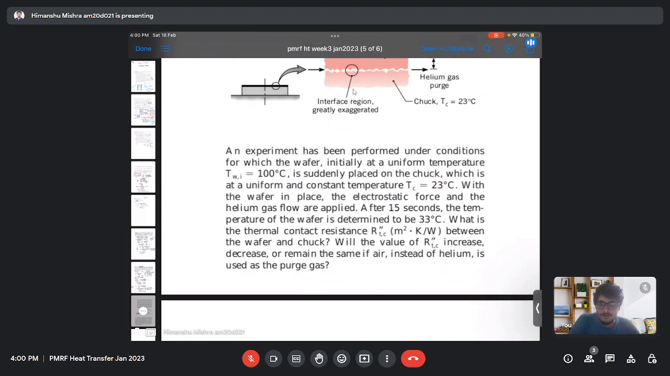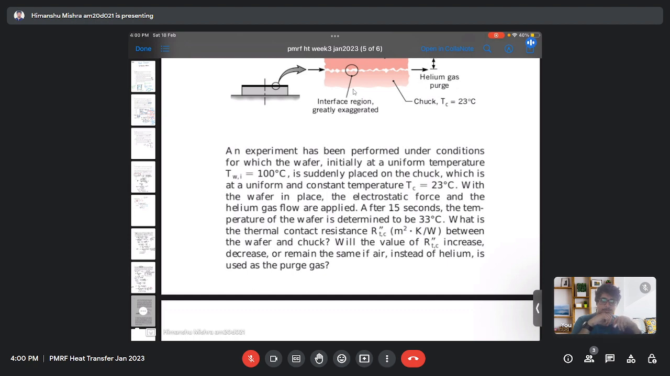An experiment has been performed under conditions for which the wafer, initially at a uniform temperature of 100 degrees Celsius, is suddenly placed on a chuck which is at a uniform and constant temperature of 23 degrees Celsius. With the wafer in place, the electrostatic force and the helium gas flow are applied. After 15 seconds, the temperature of the wafer is determined to be 33 degrees Celsius. So what is the thermal contact resistance?